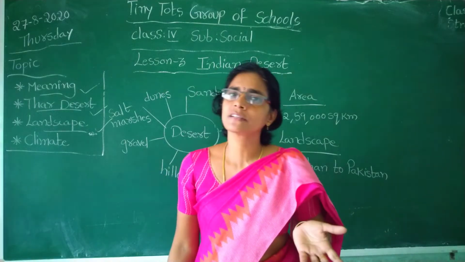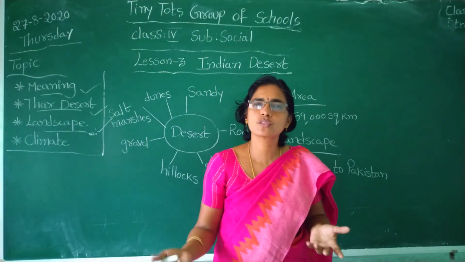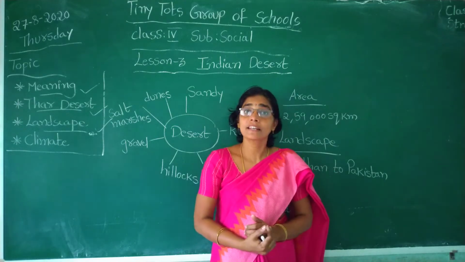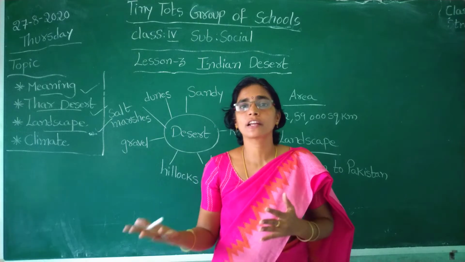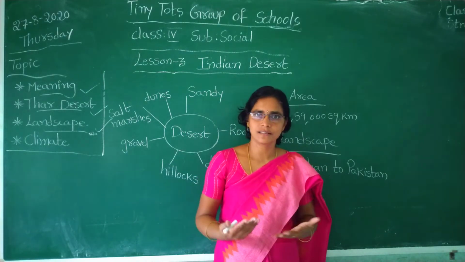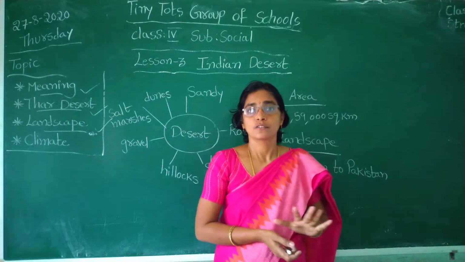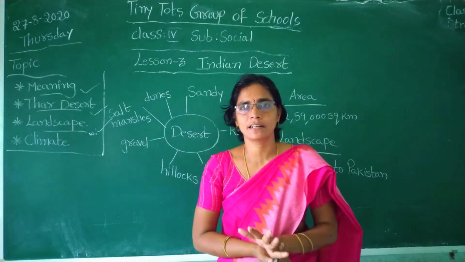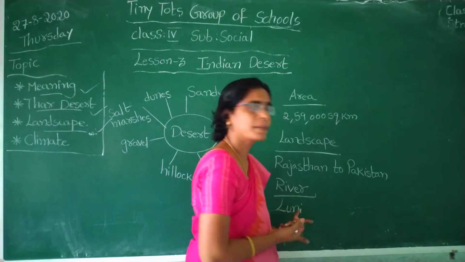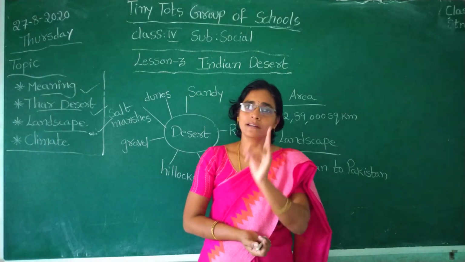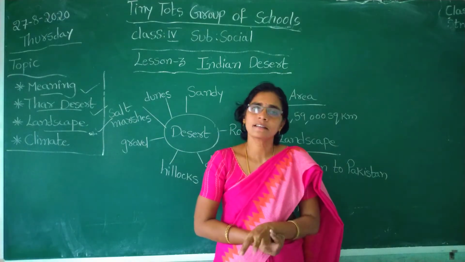There are many rivers in northern mountains and northern plains. Those are perennial rivers. Perennial river means the river which won't dry throughout the year, not in summer, not in winter, not in rainy season. That is called perennial river. This Luni is not a perennial river. And this is the one and only river in Thar Desert, the Great Indian Desert.